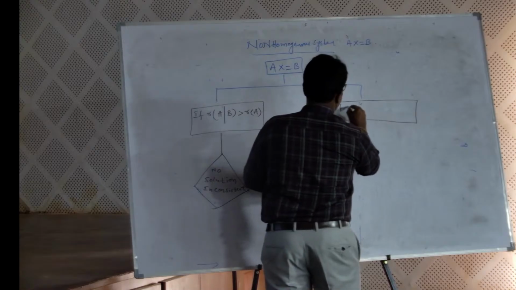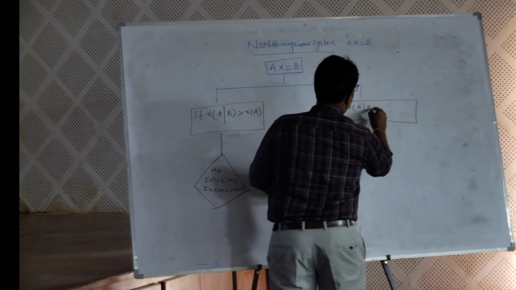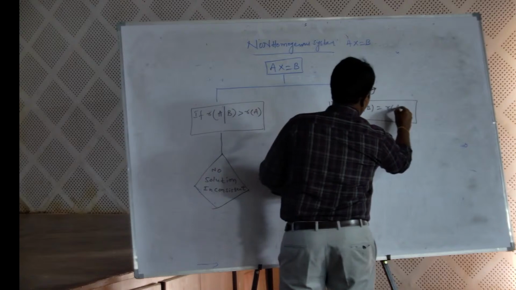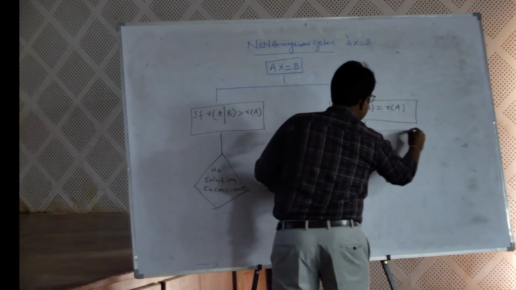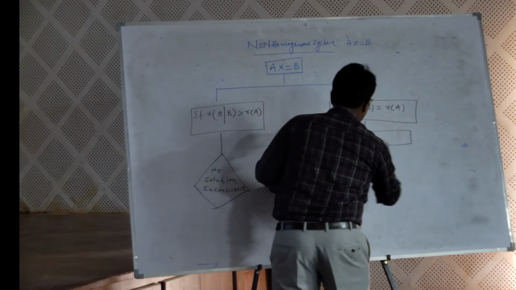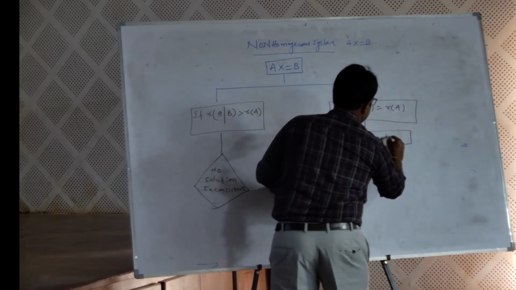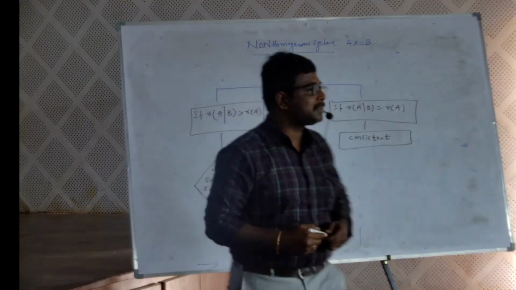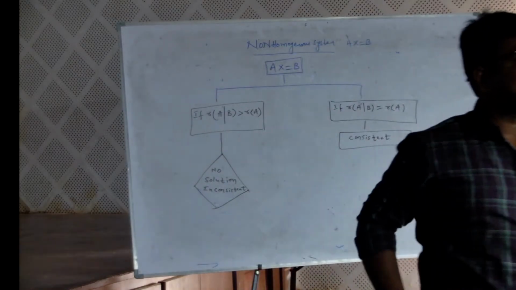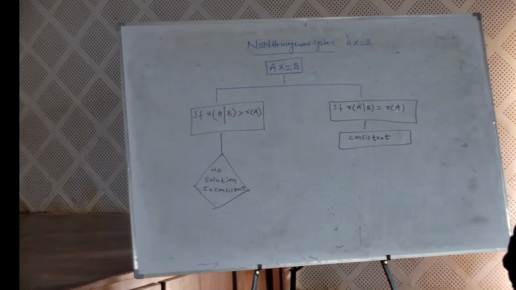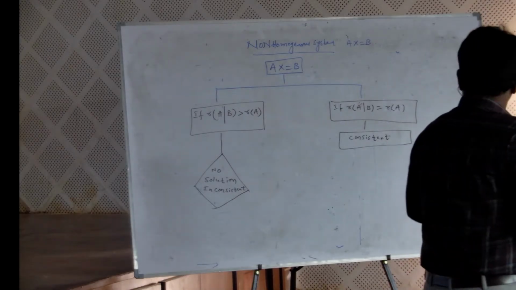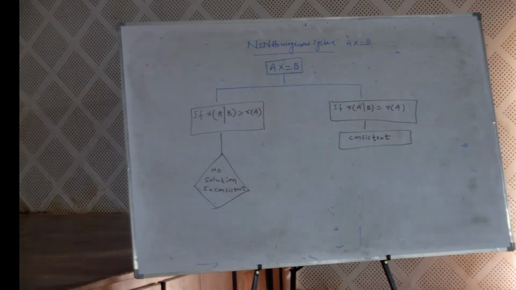If rank of A by B equal to rank of A, then the system is consistent. Consistent means it has a solution. Consistent means it has a solution or more than one solution. Okay. Now, consistent means concentrate. I will explain the right hand side. This one. I'm here.